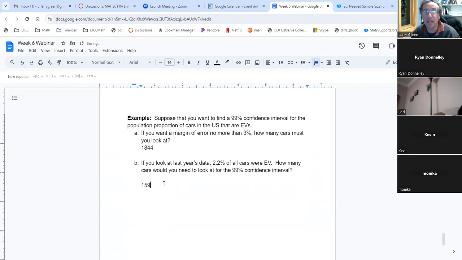So we need to look at 159 cars. Notice it's a huge difference. And that has something to do with the fact that it's actually a very small percent. Again, I'm hiding the math, but it turns out that if you don't have an estimate, you're using 50% as your estimate. I'm not going to get into the mathematics, but you can trust me. And there's reasons behind it. Any questions at all on this example?